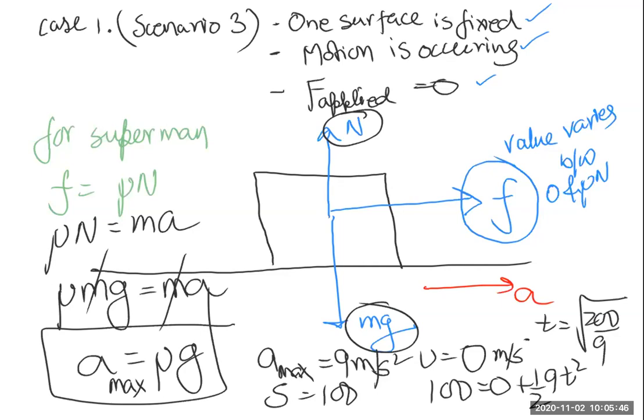Okay, so case 1, scenario 3, we are going to see more of it when we study circular motion. But case 1, scenario 3 is when you see that F applied is 0. If F applied is 0, then be assured that whatever acceleration you see will be caused by friction. Friction will be responsible for this acceleration.